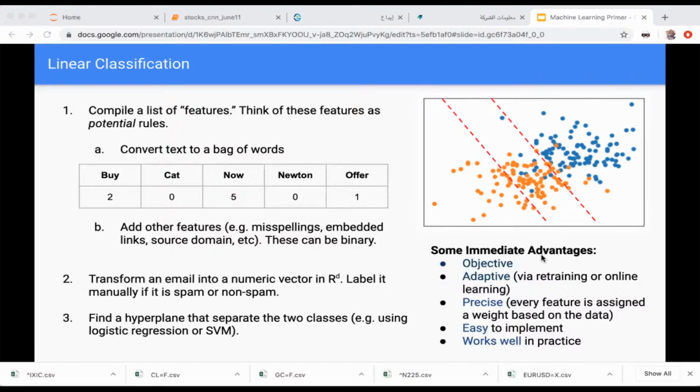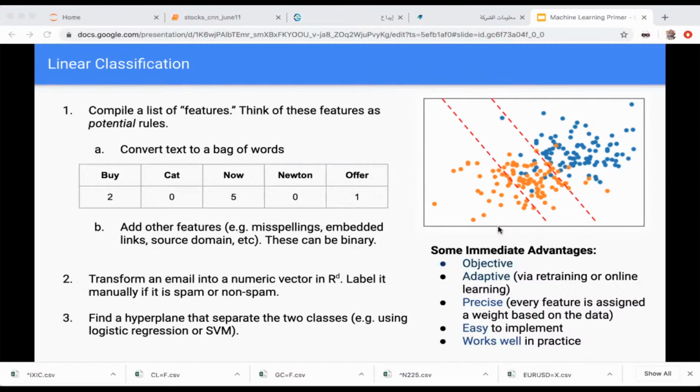Now, besides keywords, the experts might also suggest additional features, such as the number of misspellings, embedded links, and so on. For every feature, we also transform it into a numeric score. Okay? And once you decide how to transform an email into a numeric vector in some very high dimensional space, you label every email manually. With this, an email reduces to a point in some high dimensional space, as shown in the figure on the right. So you have some high dimensional space with a very large dimension, and every email is represented as a point in this high dimensional space.